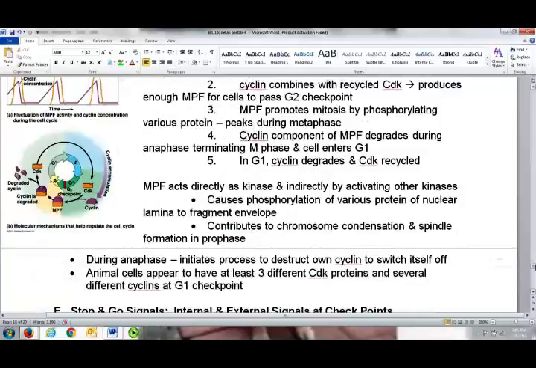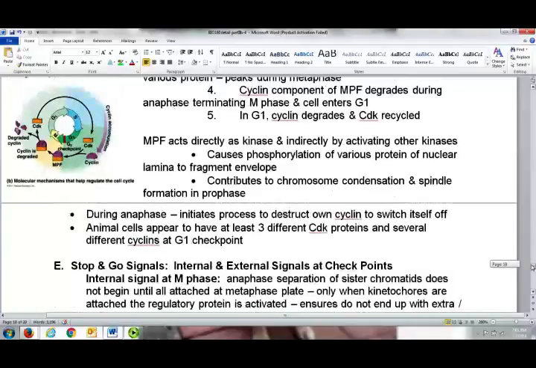So your MPF is going to act directly as a kinase and indirectly activating other kinases. This causes phosphorylation of various proteins and nuclear lamina to fragment the envelope. This contributes to the chromosome condensation and the spindle formation in prophase. So during anaphase, it initiates the process to destroy its own cyclin to switch itself off.